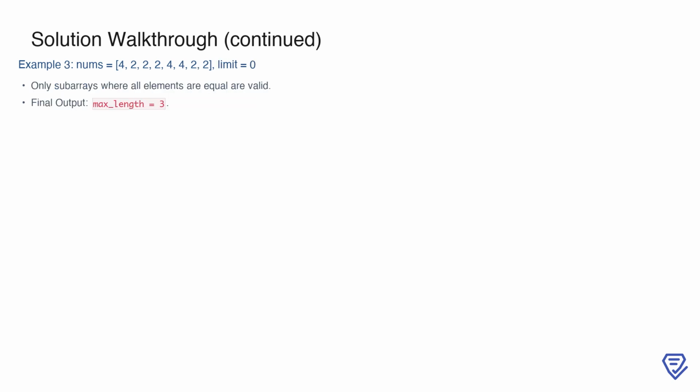In the third example, nums is 4, 2, 2, 2, 4, 4, 2, 2, and the limit is 0. Here, the limit of 0 means that the absolute difference between any two numbers in a valid subarray must be 0. This implies that only subarrays where all elements are equal can be considered valid. For this array, the longest such subarray has a length of 3, consisting of 3 consecutive 2s or 3 consecutive 4s. The final result for this example is max_length equal to 3.